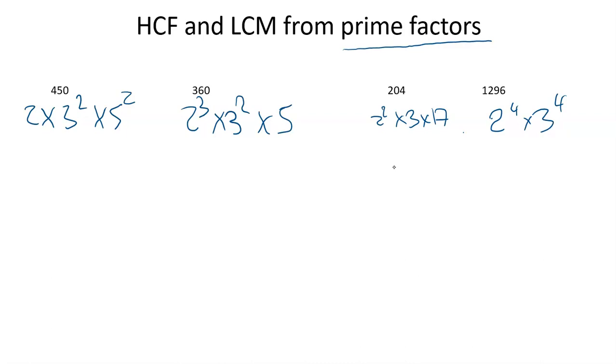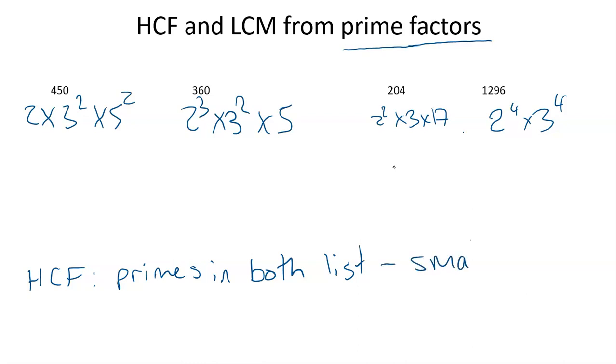How are we actually going to find the highest common factor and the lowest common multiple? Well, for the highest common factor, we need numbers that go into these numbers, okay? So we're looking for prime numbers in both. So it's primes in both derivations. Primes in both lists, both products. It needs to be a prime in each of them. And the primes that are in both, we're going to choose the smaller power.